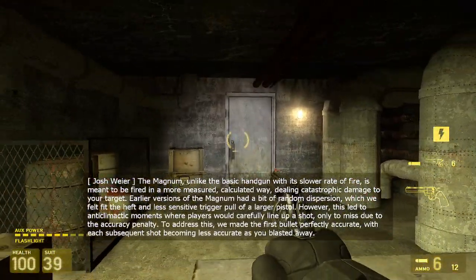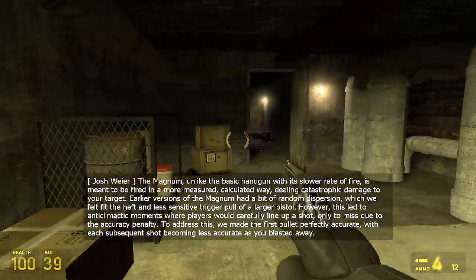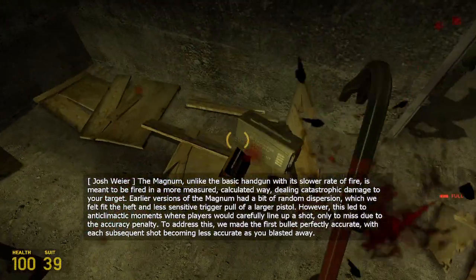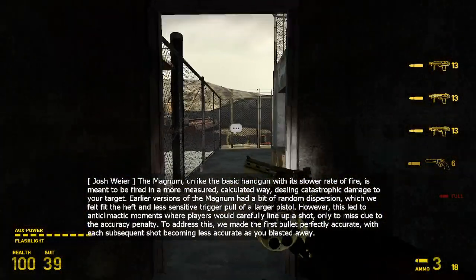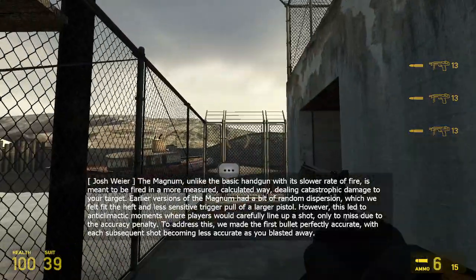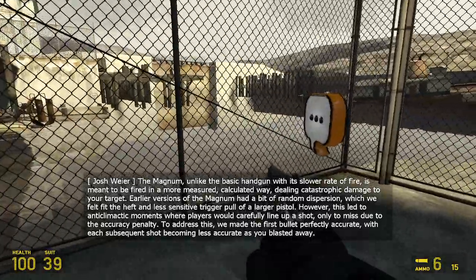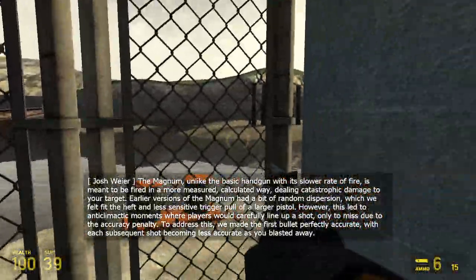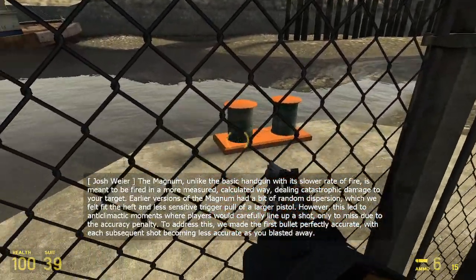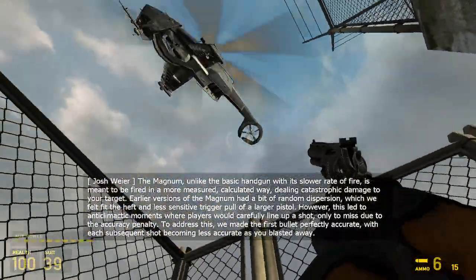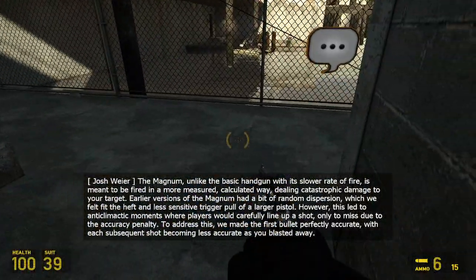.357 Intro. The Magnum, unlike the basic handgun with its slower rate of fire, is meant to be fired in a more measured, calculated way, dealing catastrophic damage to your target. Earlier versions of the Magnum had a bit of random dispersion, which we felt fit the heft and the less sensitive trigger pull of a larger pistol. However, this led to anticlimactic moments where players would carefully line up a shot only to miss due to the accuracy penalty. To address this, we made the first bullet perfectly accurate, with each subsequent shot becoming less accurate as you blasted away.